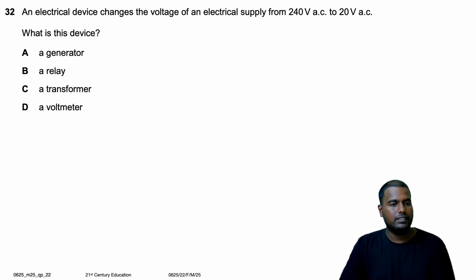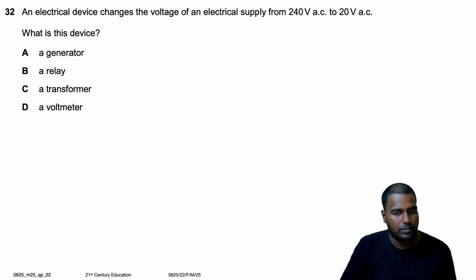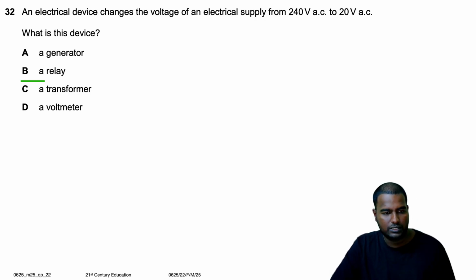An electrical device changes the voltage of an electrical supply from 240 volt AC to 20 volt AC. What is this device? Just the answer from the previous question. It's a transformer.